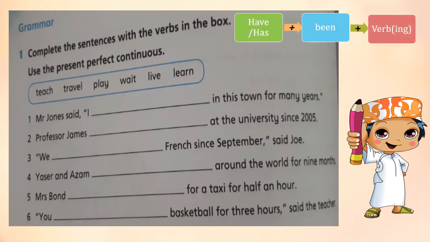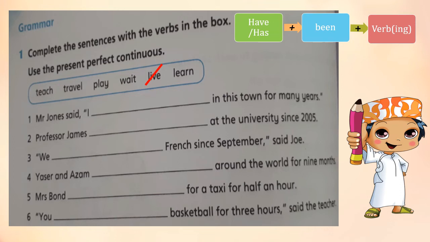Let's remember the rule: have or has, been, and the verb with ing. Look, number 1. Mr. Jones said, I, blank, in this town for many years. Which is the correct verb? Teach, travel, play, wait, live or learn? Great! Live. Yes, now put live in present perfect continuous form.